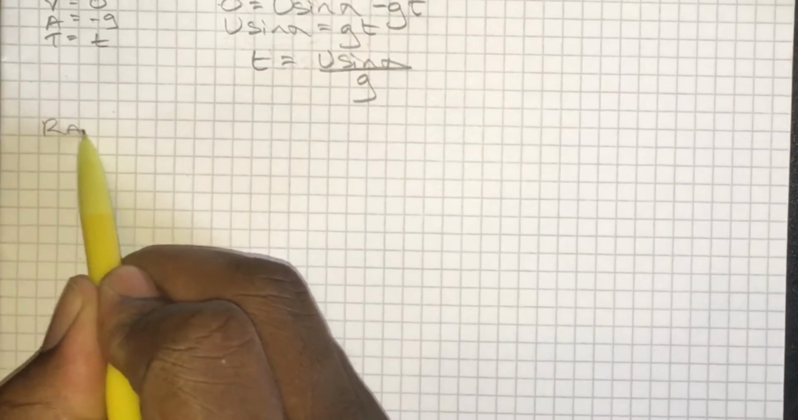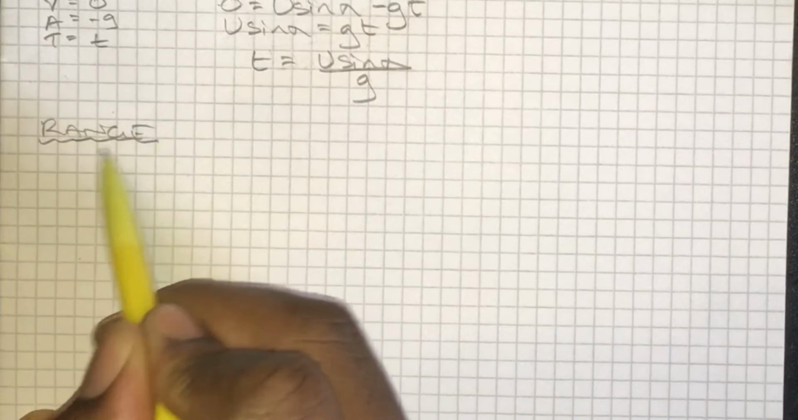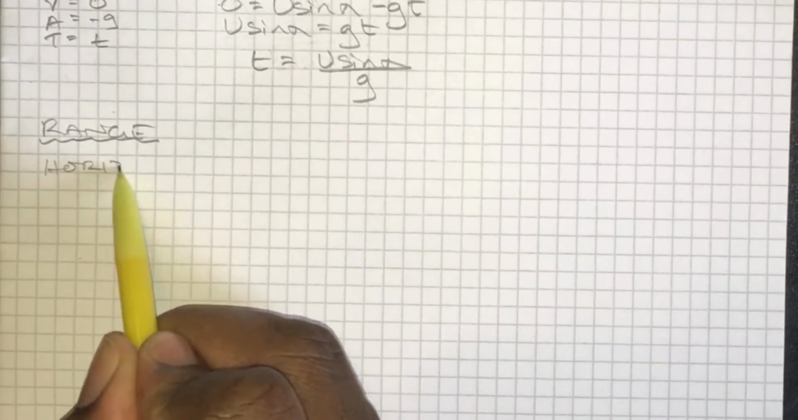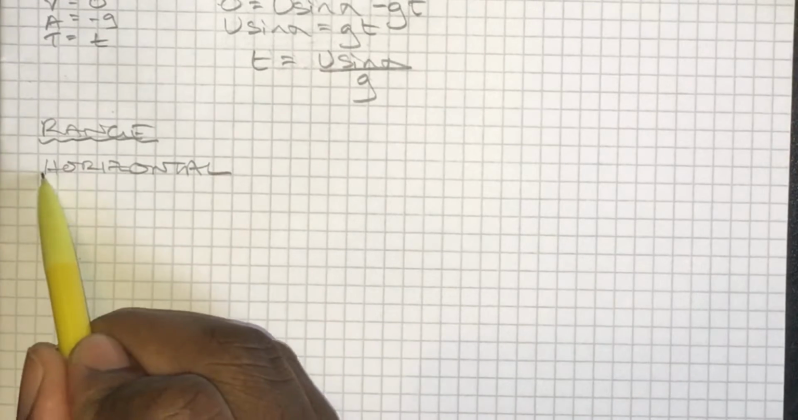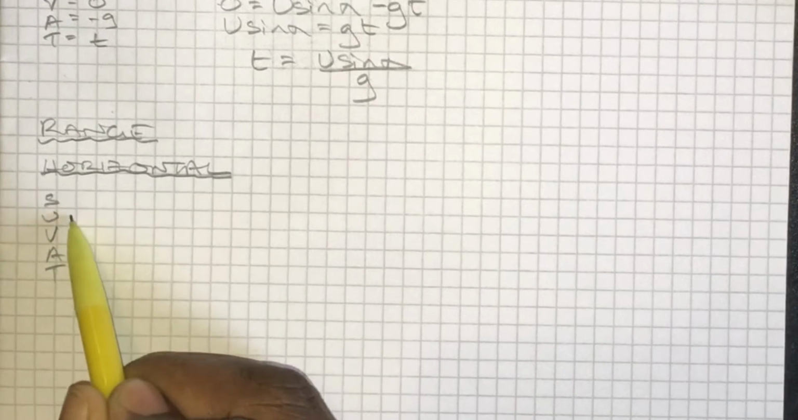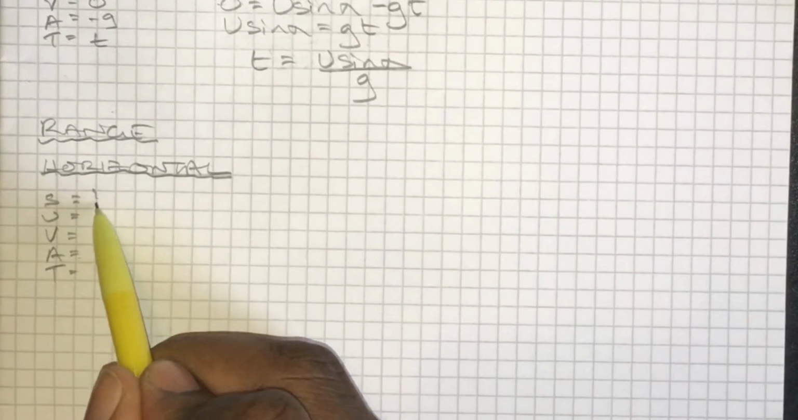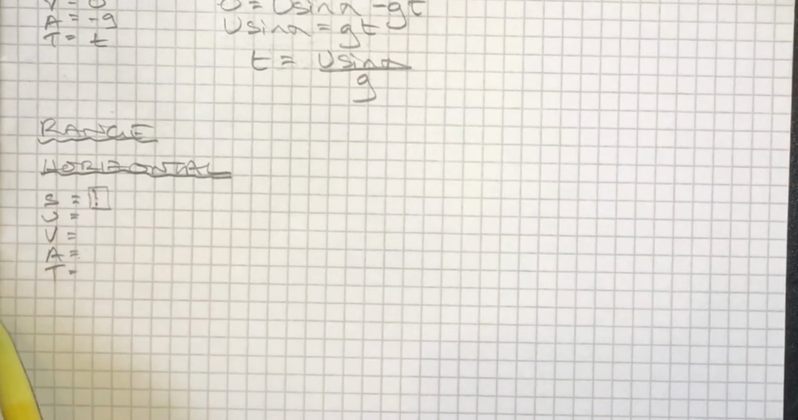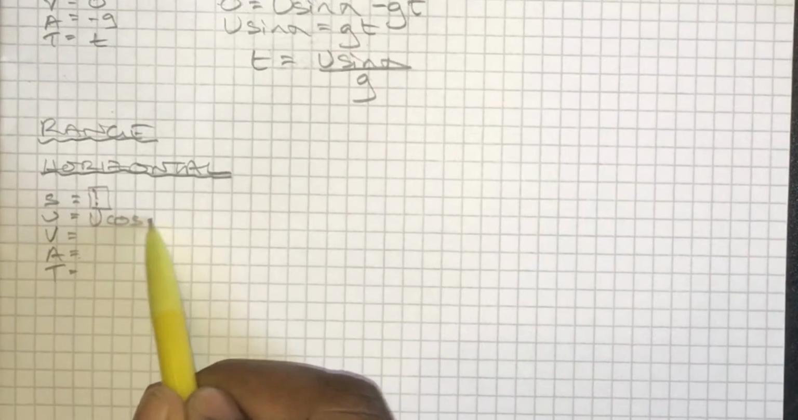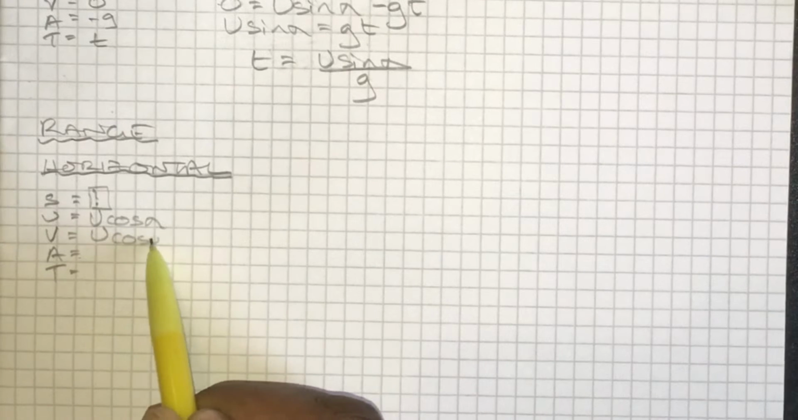Okay, so now let's look at the range. Remember, the range is the horizontal distance traveled by the particle. So we'll set up our horizontal variables. We're looking for the displacement. The initial velocity is going to be u cosine alpha. Final velocity is also u cosine alpha because the acceleration is 0. And t, time, is going to be t.